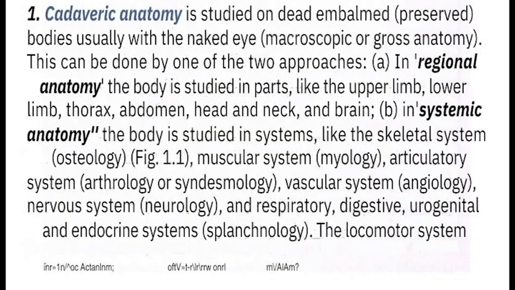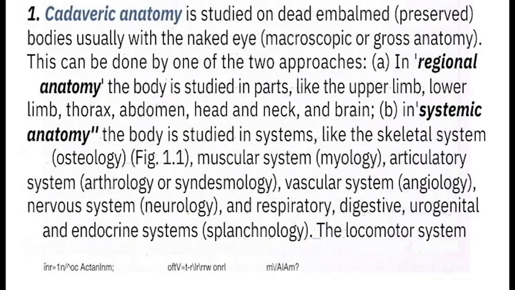2. Systemic anatomy. In this approach, the body is studied by functional systems, regardless of where they are located in the body. Osteology, the skeletal system, bones. Myology, the muscular system. Arthrology or syndesmology, the articulatory system, joints and ligaments. Angiology, the vascular system, heart and blood vessels. Neurology, the nervous system. Splanchnology, this covers the internal organs, including the respiratory, digestive, urogenital, and endocrine systems.